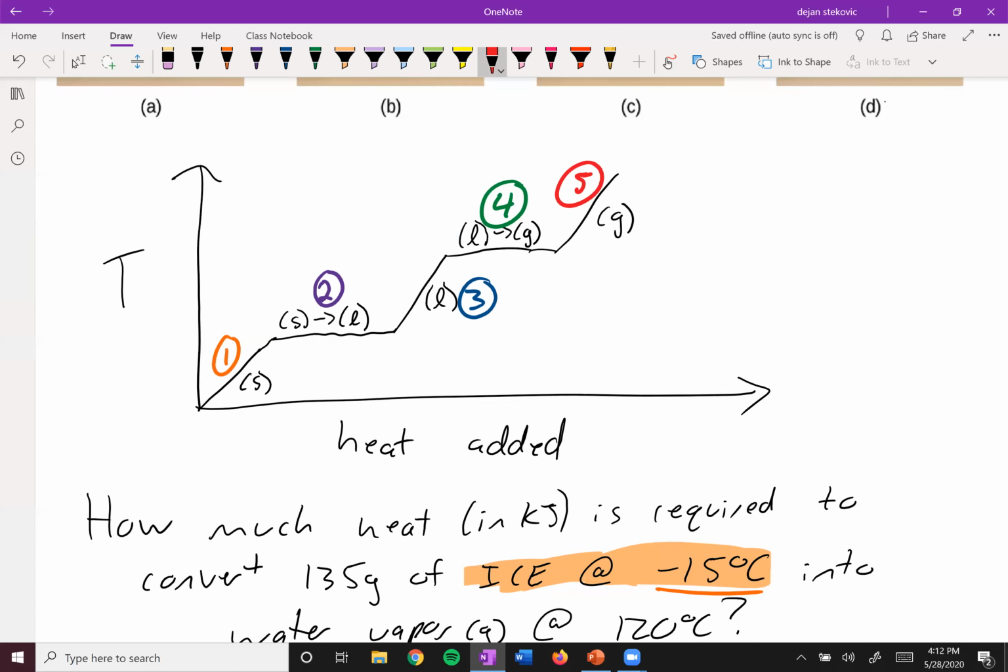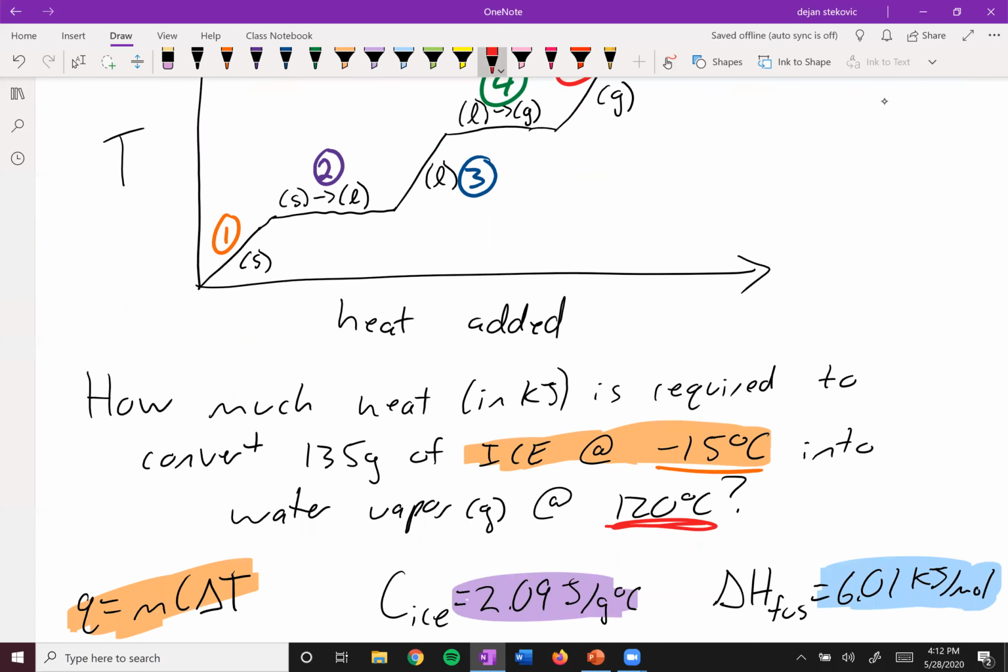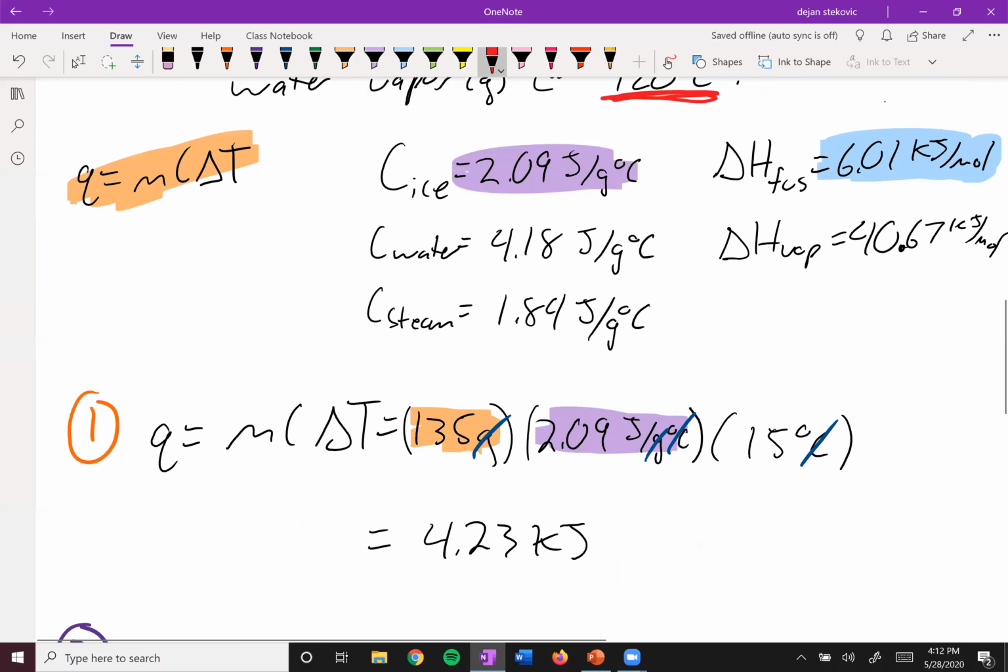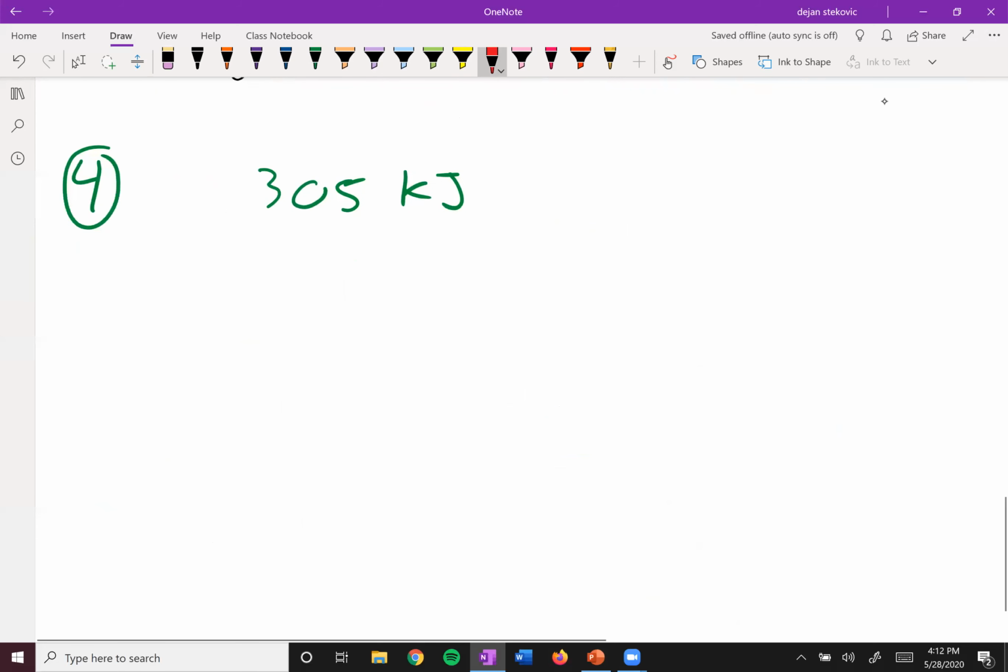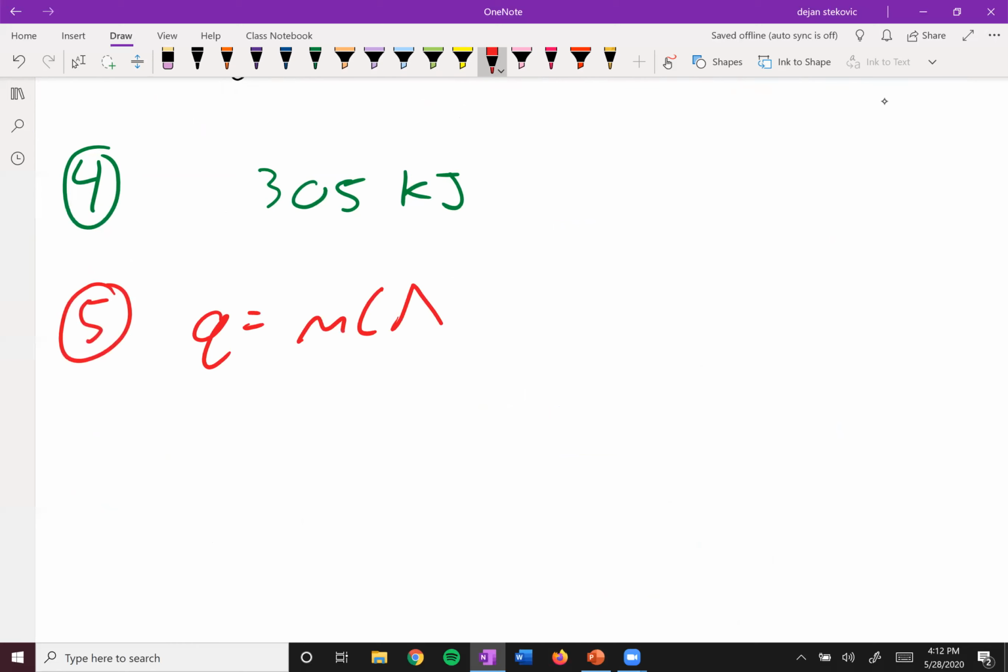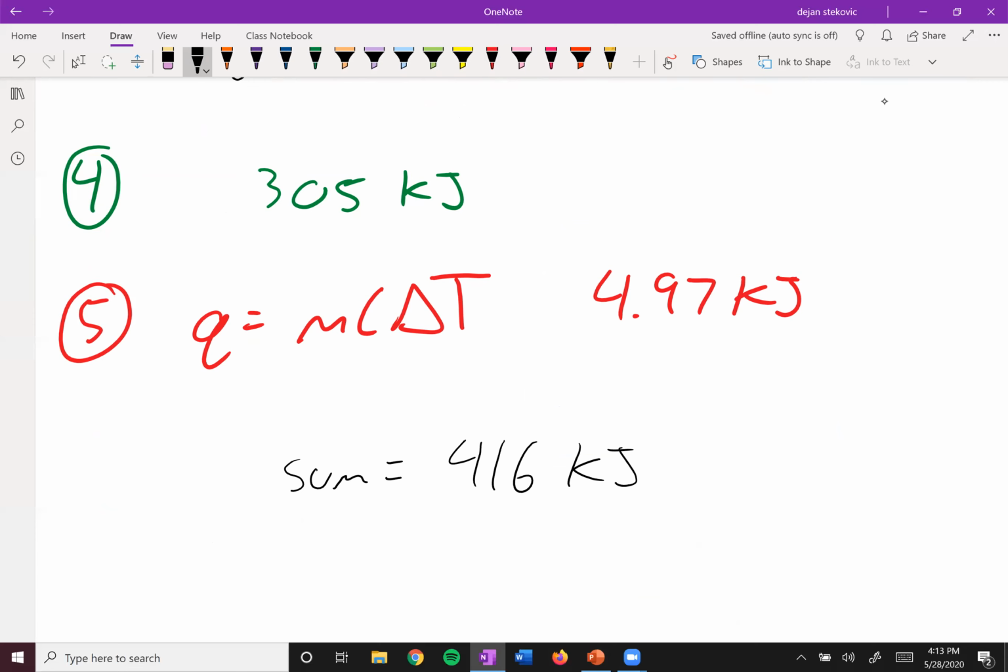And then finally, in step 5, we go from 100 degrees Celsius to 120 degrees Celsius. So again, we use our Q equals mc delta T. Make sure you use the heat for the steam, and then the delta T here is just going to be 20 degrees Celsius. So what you should end up getting is 4.97 kilojoules. And then the last thing you want to do is sum up all of these numbers for a final answer of 416 kilojoules, right?